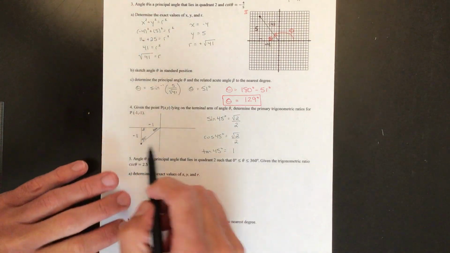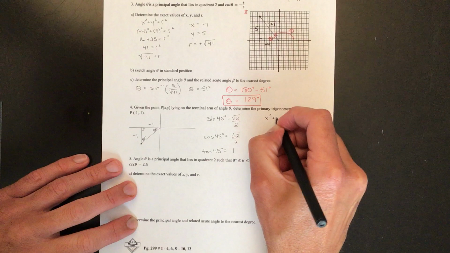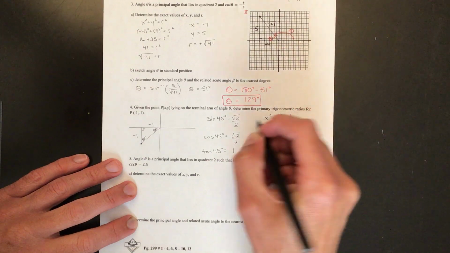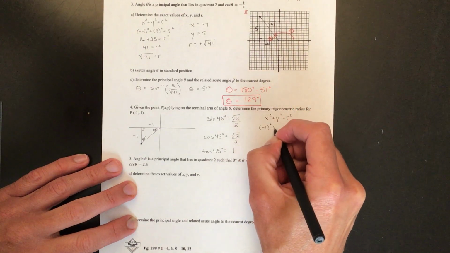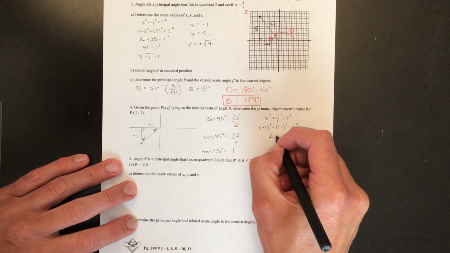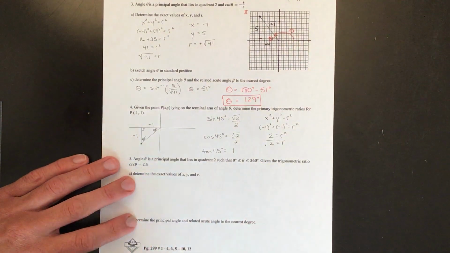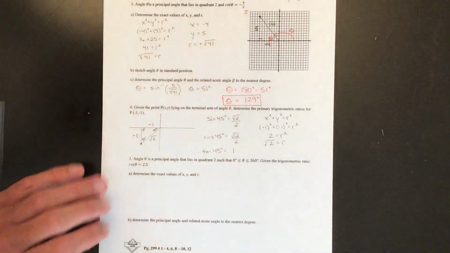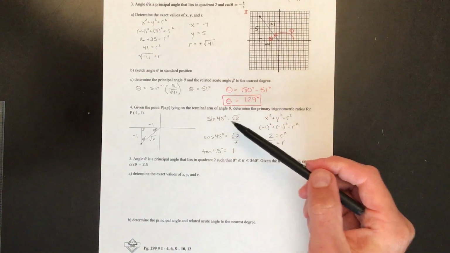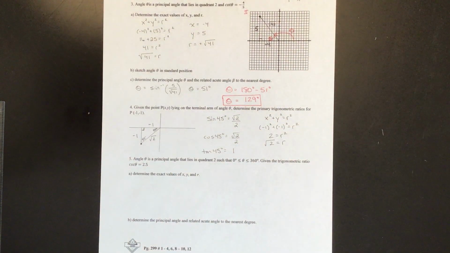And that's because with this triangle, if I did Pythagorean, or x squared plus y squared equals r squared, I get negative 1 squared plus negative 1 squared, 1 plus 1, which is 2, and root 2 is equal to r. So we know that we need to rationalize it, because we can't have a root 2 in the bottom, and that's how we get our primary trig ratios.